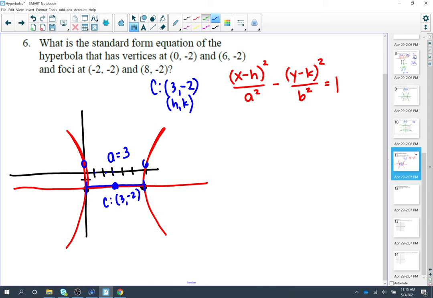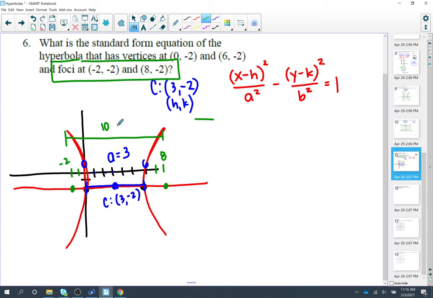So our other piece of information was our foci. Our foci are at (-2, -2) and at (8, -2). So this guy's at -2, this guy's at 8. My total distance here is going to be 10. We're talking about foci, so c has to be half of that, which is 5. 5 from the left, 5 from the right. Now, that does not help me in finding my b value.